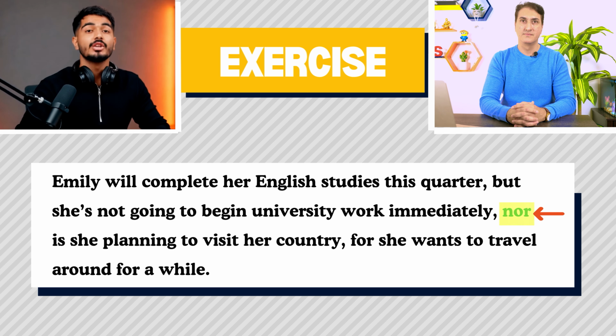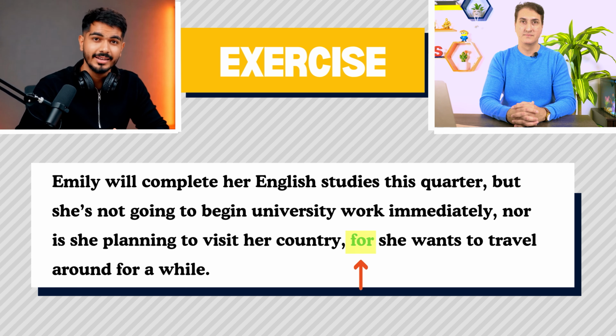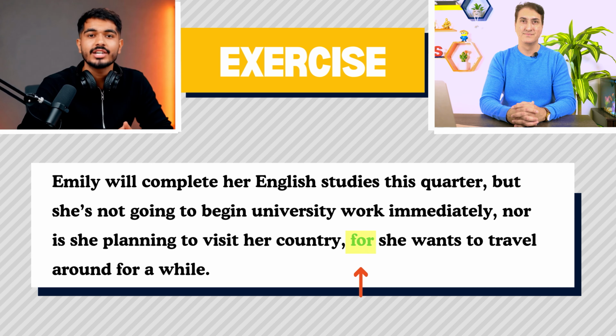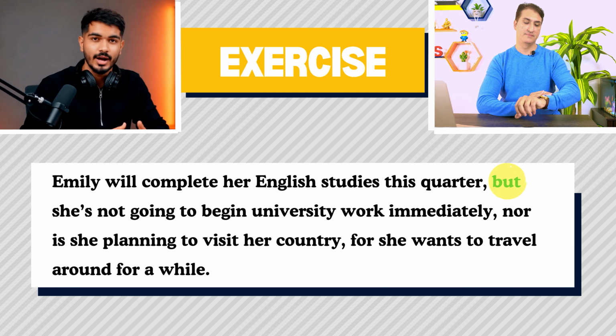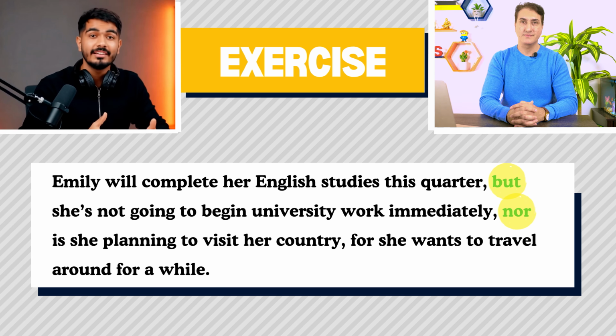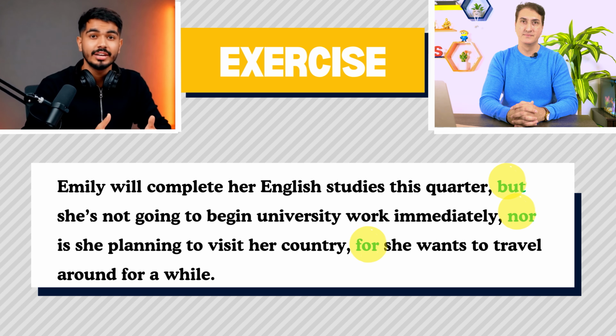Finally, I used for to explain her reason, for she wants to travel around for a while. For shows why she is not starting university or visiting her country. So basically, but shows contrast, nor joins two negative ideas, and for gives the reason for her actions.